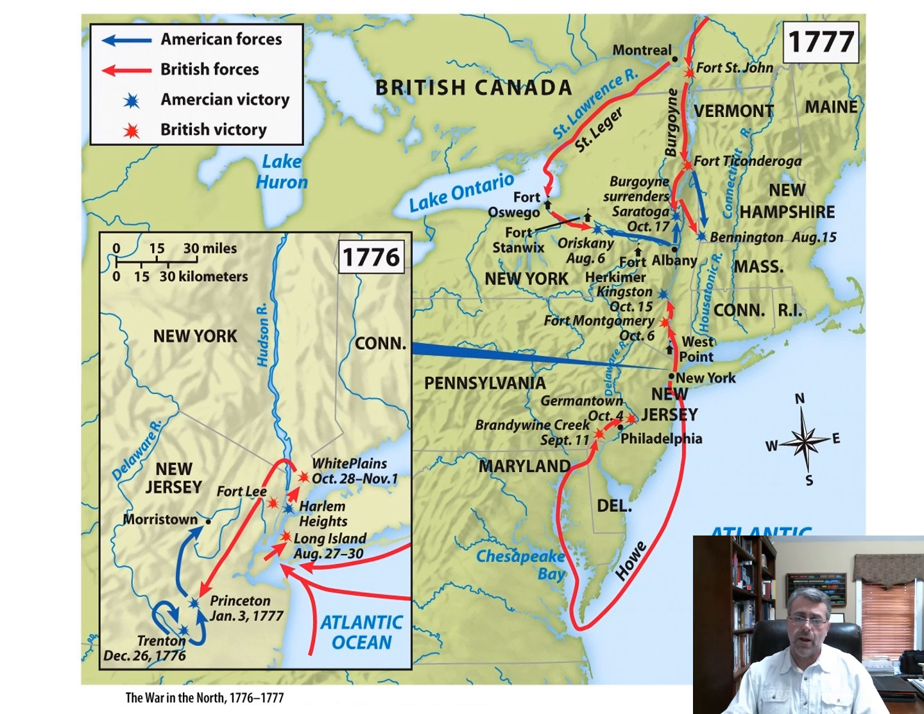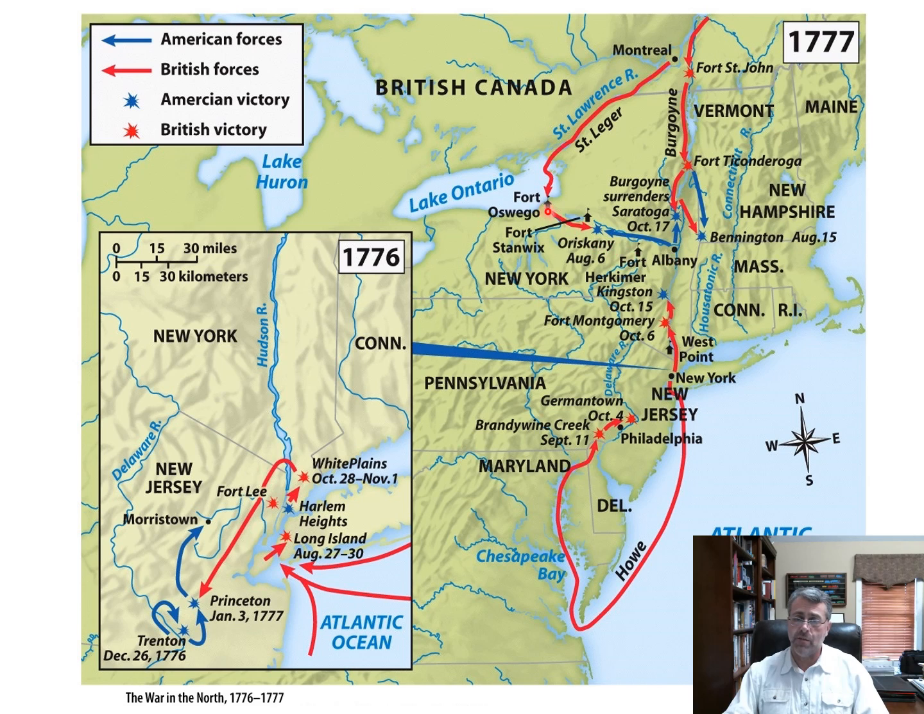Taking a look at our map here, we can see that in 76 and 77, most of the fighting is taking place in these New England areas. And if you look at the map, you can see that most of these battles are taking place in the same areas where most of the fighting took place during those colonial wars for empire. In fact, in the early couple of years of the American Revolution, it looks just like all those previous wars for empire, including the French and Indian War.